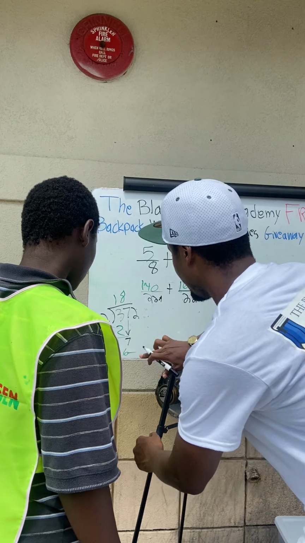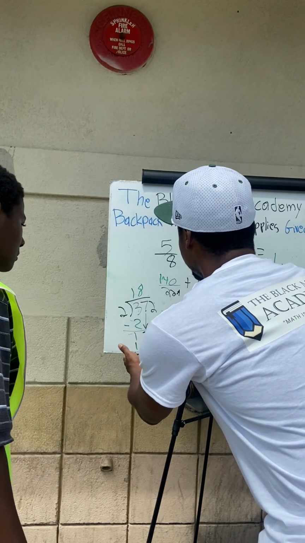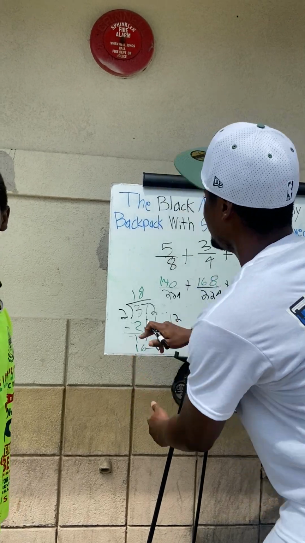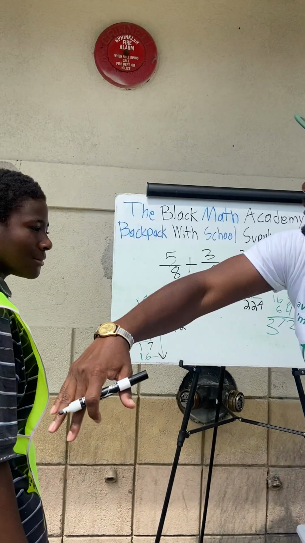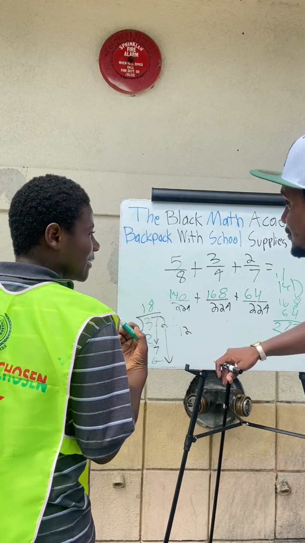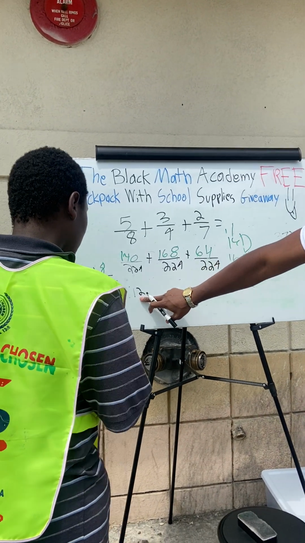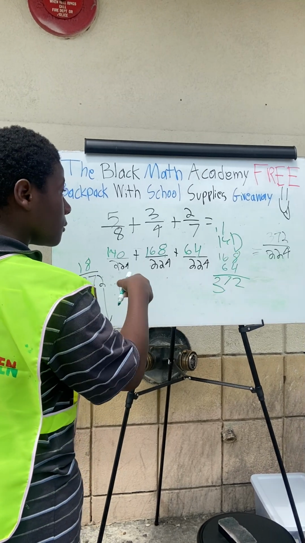So it will now say, drop this 2. Are you trying to learn or what? How many times does 2 go into 12?